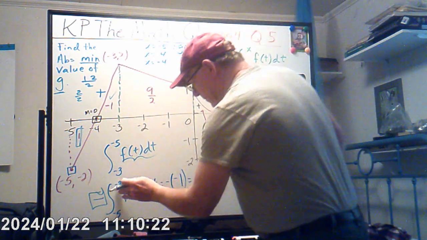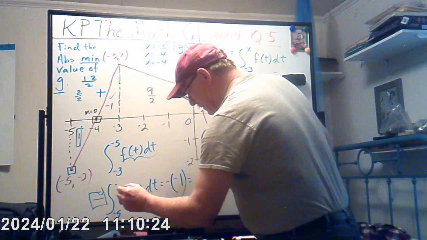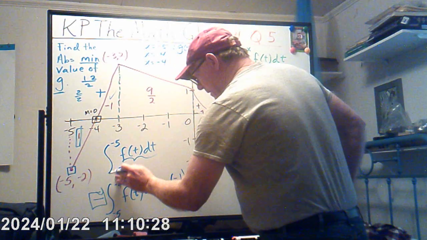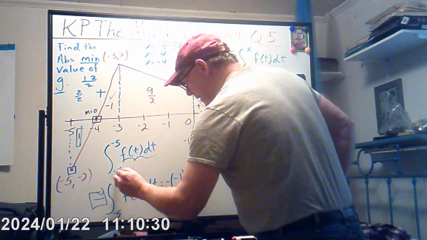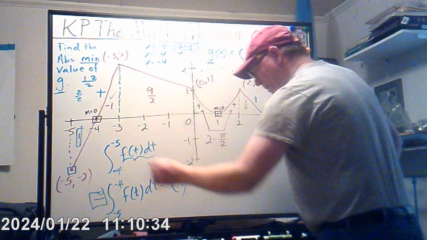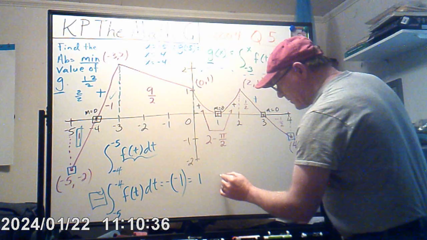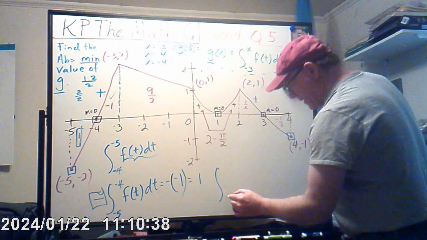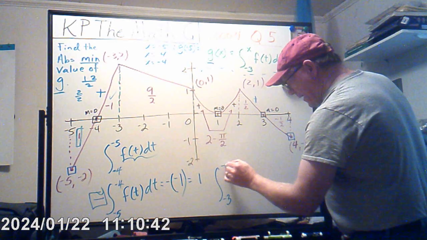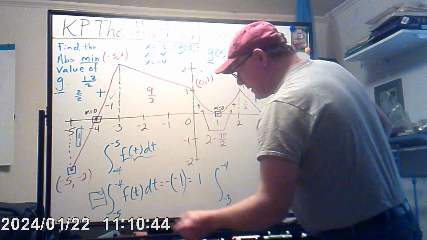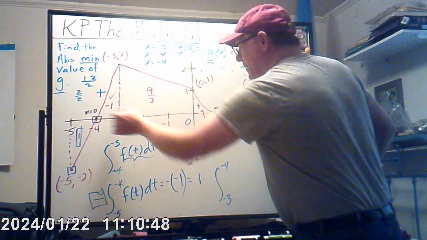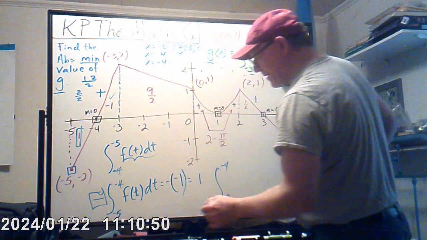I'm just looking at this part right here. But we need to understand that we're also looking at this part from negative 3 to negative 4 also. And that is going to include all of it.